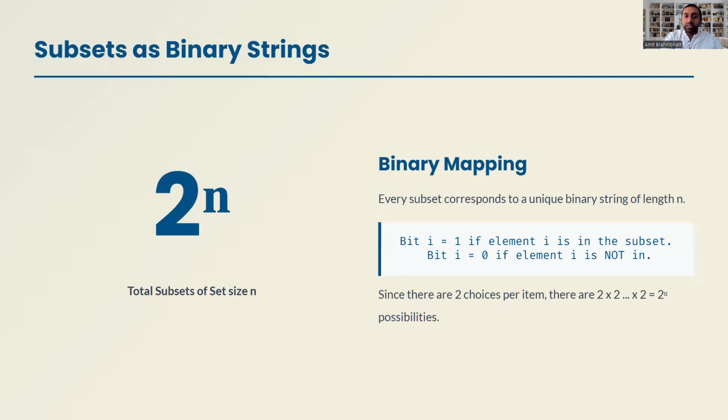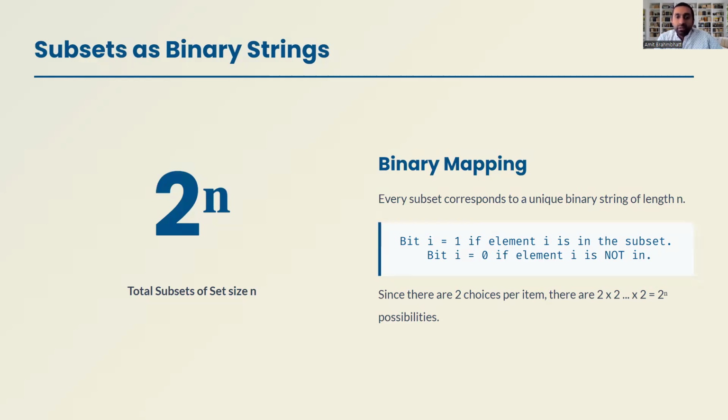Subsets as binary strings. Why is the total number of subsets of a set of size n equal to 2 raised to the power of n? We can prove this by creating a bijective mapping to binary strings. Imagine listing the elements of your set in a fixed order. For any subset you want to construct, you can represent it as a binary string of length n.